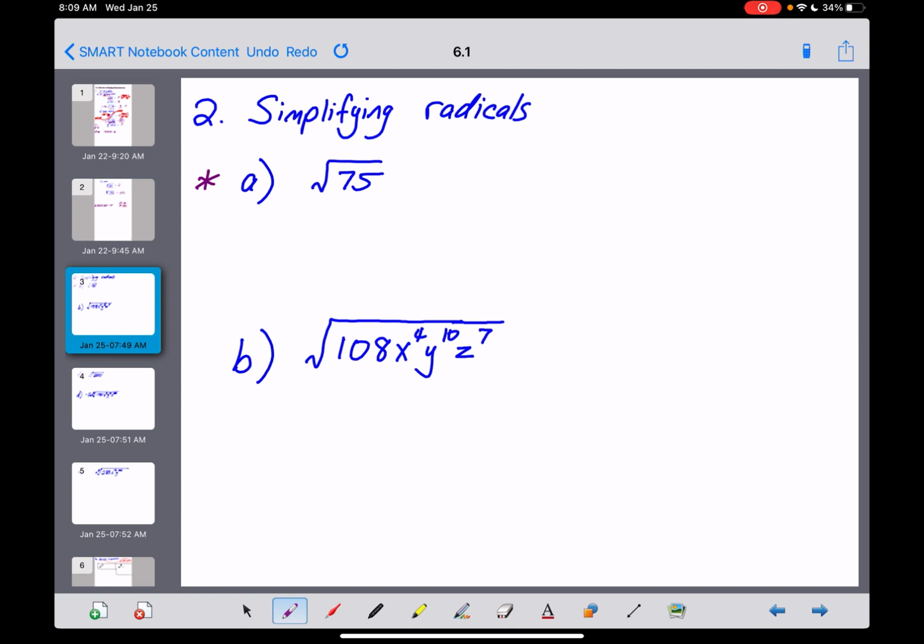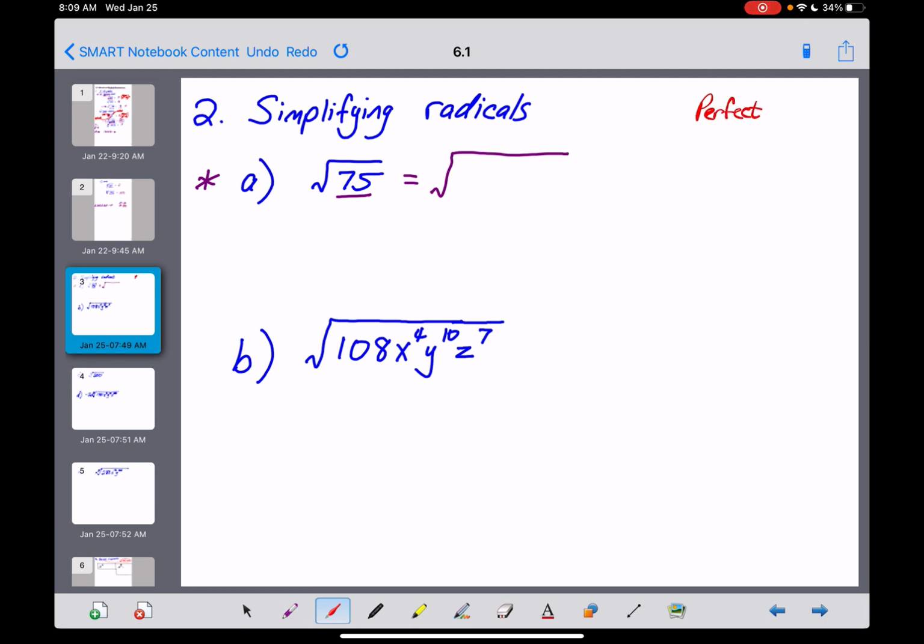What we're doing here, guys, is we're trying to take a look at our radicand, which in this case is 75, and we're trying to split it up into the product of two numbers. Now, for example, 75 could be split up as 5 times 15. That's true, but that doesn't help us because what we need here is for one of these two factors to be a perfect square.